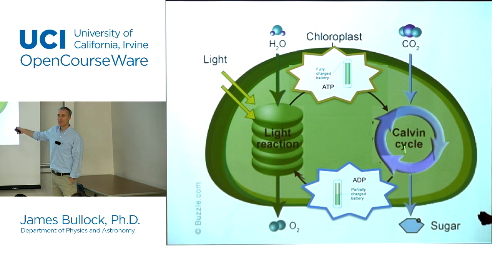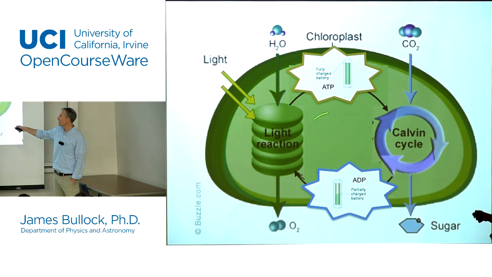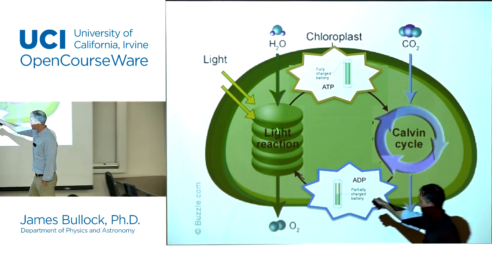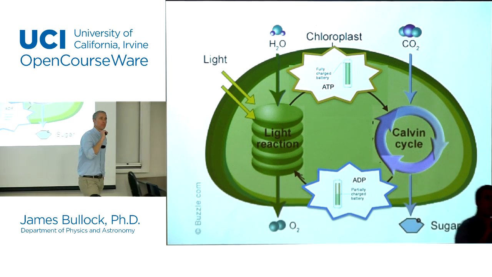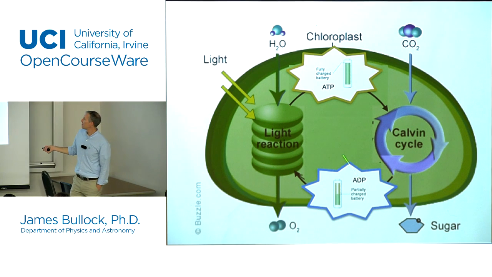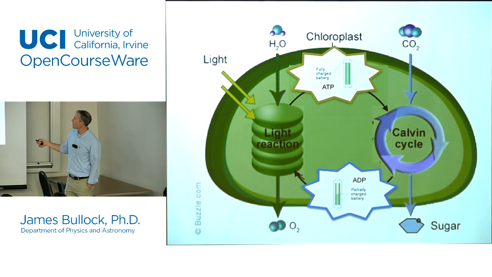It's not quite this simple. There's some even more complex thing going on in here, but basically this is what's happening. Energy comes in from the light. That energy is captured from the uncharged battery to a charged battery. The charged battery then is the thing that helps produce the sugar. And then you have an empty battery, which you just charge again with the light. And you just keep going like this.